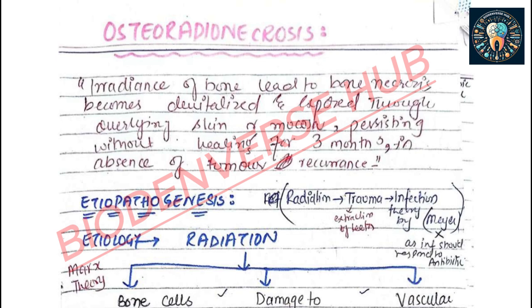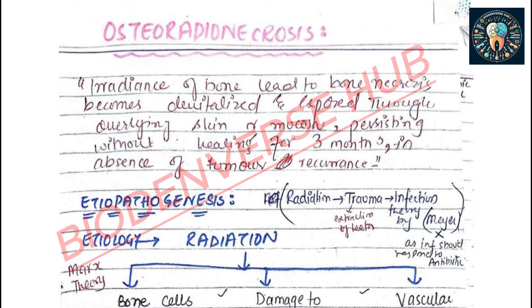Keep in mind that not every radiation is a risk factor for ORN. There will be certain radiation of higher intensity, and we will be studying it later on, that the radiation given in excess of 50 grays is basically responsible for causing ORN. So irradiation of the bone leads to bone necrosis, which actually means that the bone becomes devitalized.